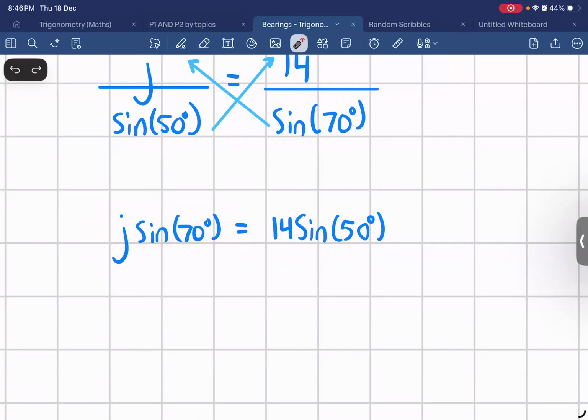Right now, J is being multiplied. Yeah, J is being multiplied by sine 70. Or you can see that, J multiplied by sine 70. Let me know if you're seeing that.